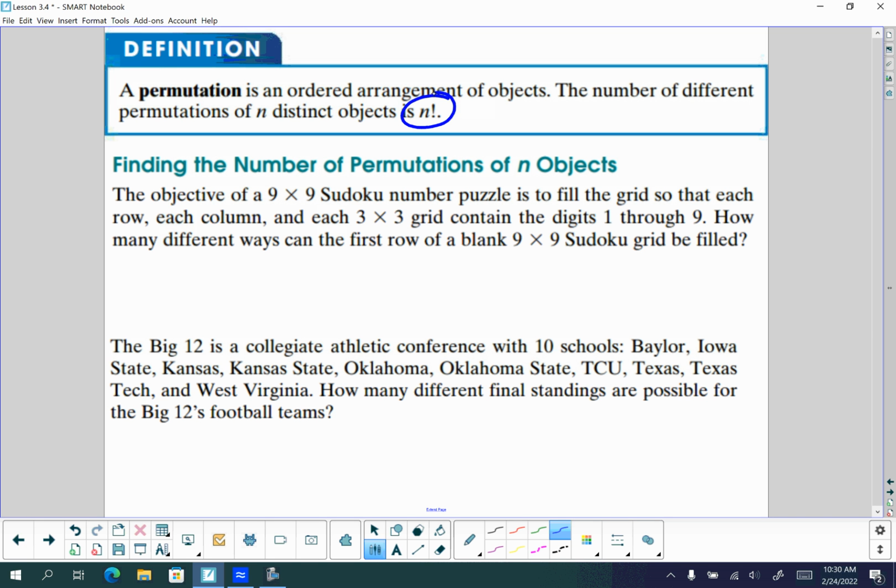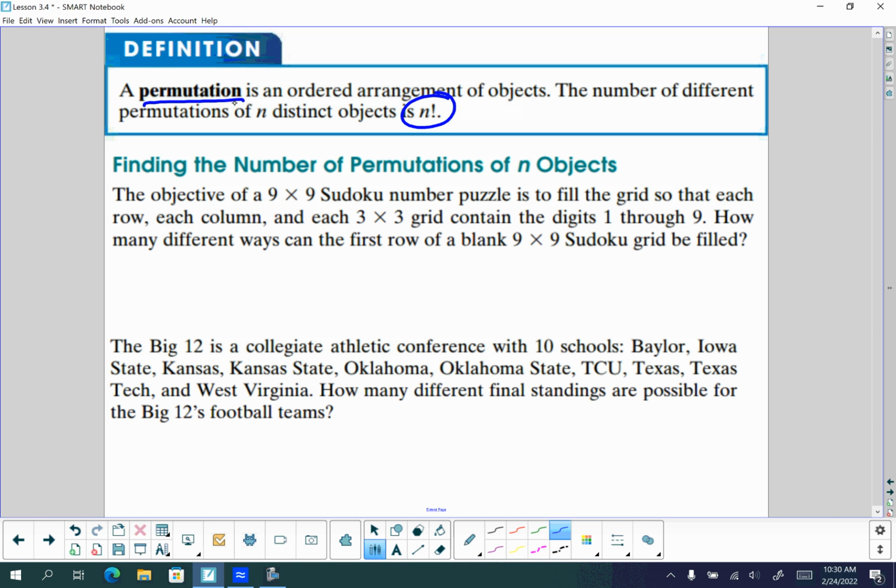So in that last example, you had 3 objects that you were ordering. So 3 factorial, which is 3 times 2 times 1, is the number of ways that we can order those objects. Okay, so a permutation is what we call this. A permutation is a way to order objects. And if you have n objects, n factorial is the number of ways that you can do that.